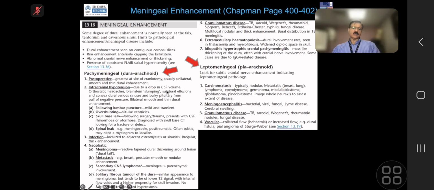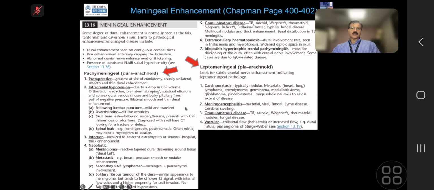there is what we call carcinomatosis, then infections, bacterial and TB, etc. And then comes the aseptic meningitis, which I refer to. These are extremely important. For example, sarcoidosis, Wegener's, rheumatoid, and all of these things are very important. And some of these are, of course, infections.